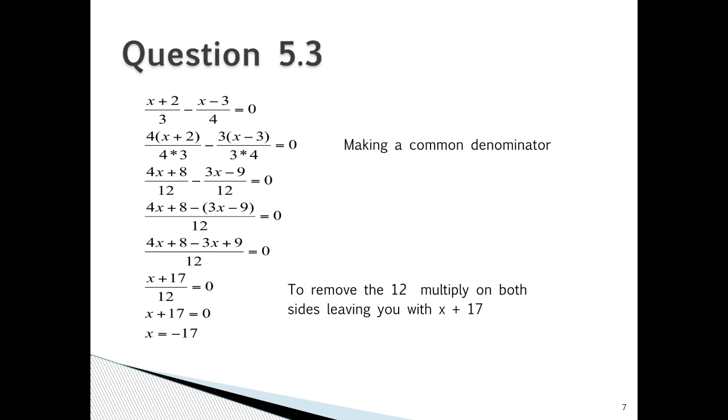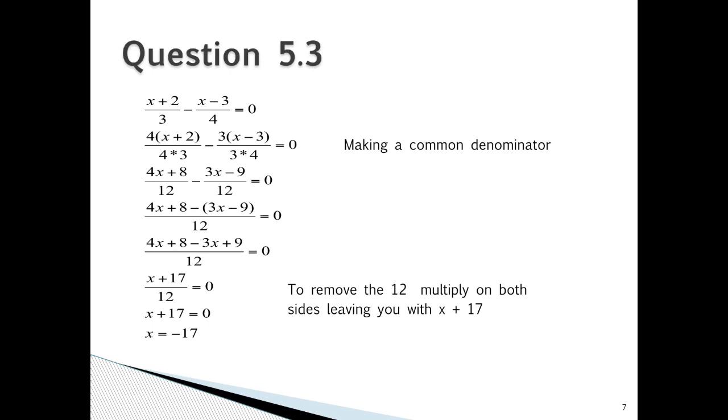So it's 4 times (x plus 2) in the numerator minus 3 times (x minus 3) in the numerator. So 4x plus 8 over 12 minus 3x minus 9 over 12. Because the denominators are the same, you can put the calculation over one denominator of 12. So you'll have 4x plus 8 minus, in brackets, 3x minus 9. You then multiply out and you end up with 4x plus 8 minus 3x plus 9.